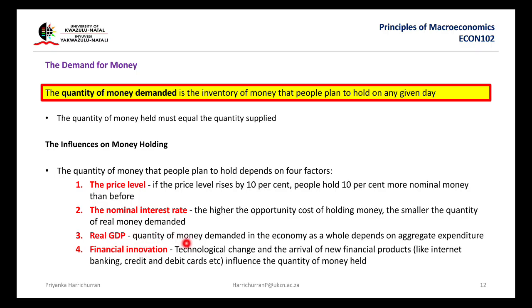Real GDP. When real GDP goes up, people will buy more things and produce more stuff, so everything increases. So the demand for money increases. Financial innovation. Obviously when banks become more technological, like you can do EFTs, you can easily put money in the bank, the demand decreases, right?